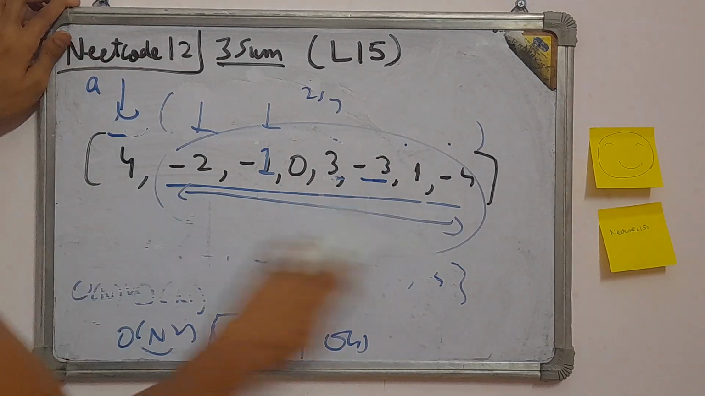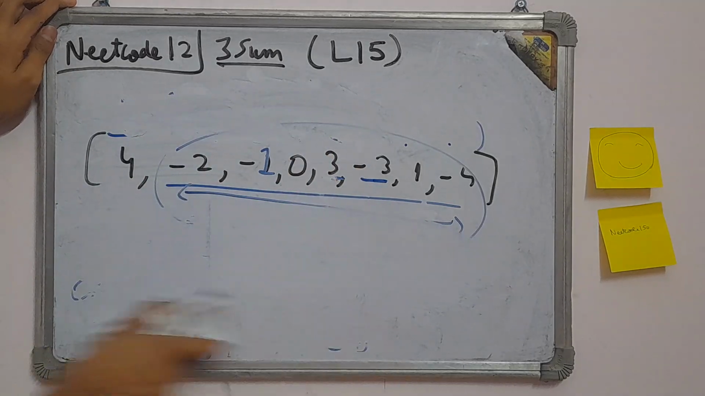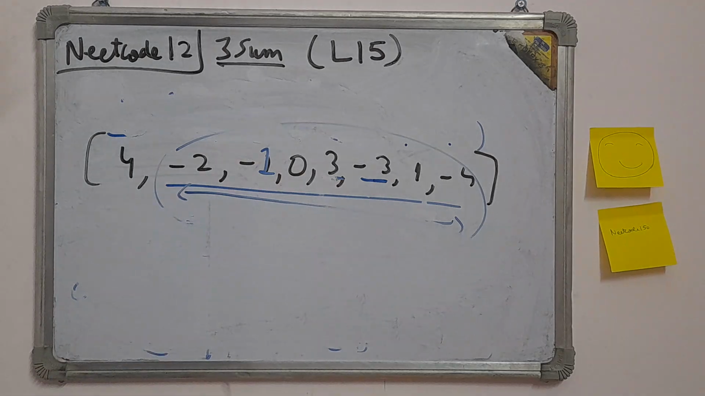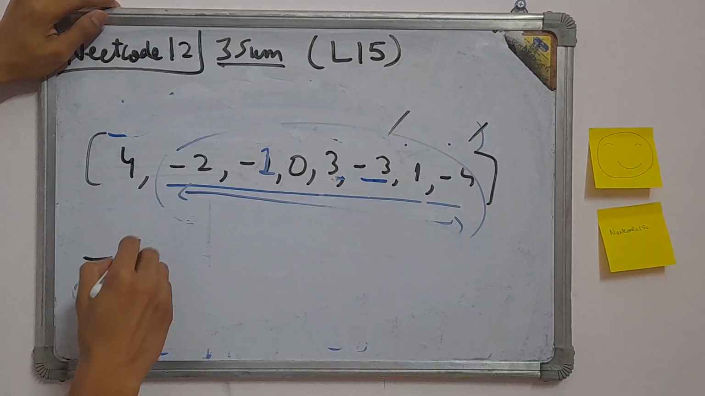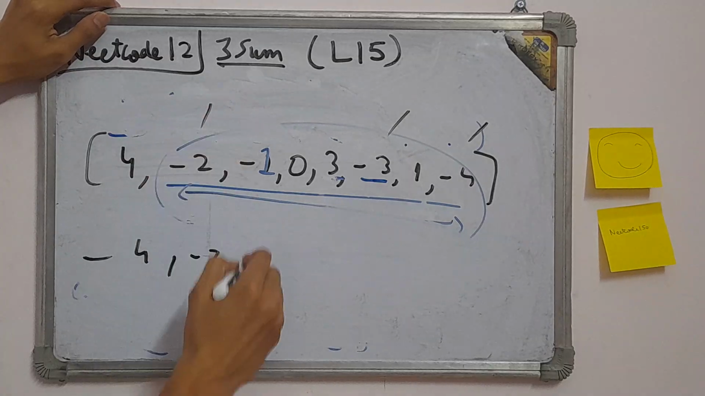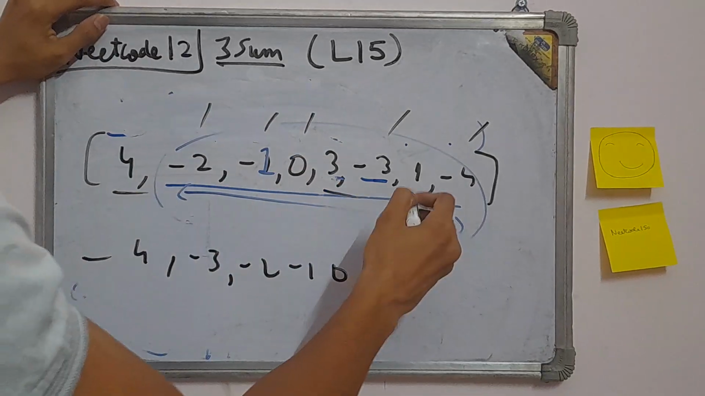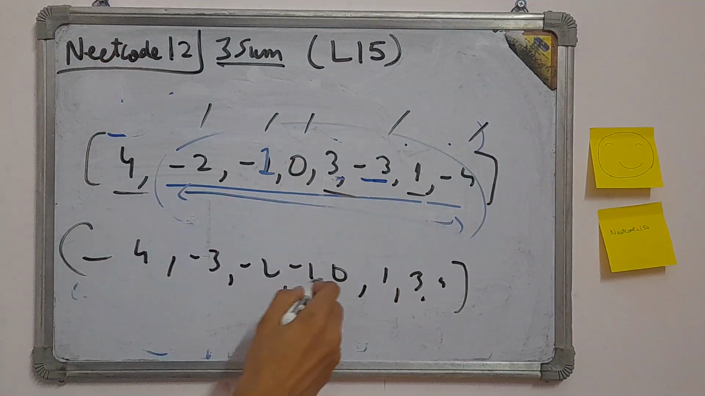So let's try it. In 2 sum we have seen the optimal method is to sort the array and then use the 2-pointer approach. So we will do the same here also. We will sort this array. What we get out of sorting is minus 4, minus 3, minus 2, minus 1, 0, and then 1, 3, 4. So we have sorted the array right now.